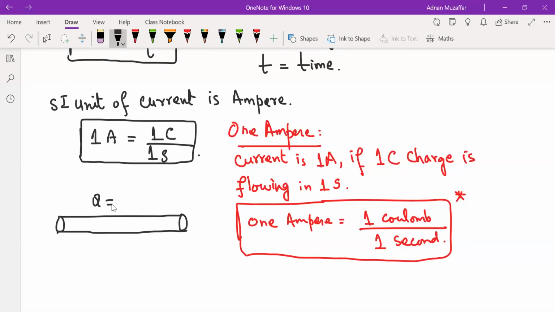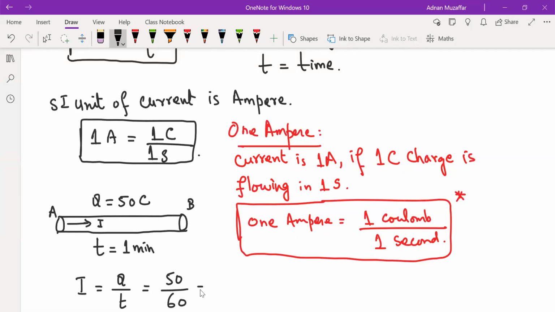So for example, if we are saying the charge which is flowing through this wire is 50 coulomb, and the time it takes is maybe, for example, 1 minute. So calculate current. Maybe the direction of current is from left to right, from A to B, for example. So obviously I can calculate current like this. I would be equal to Q over T formula. Q would be 50 divided by, remember, you need to use time in seconds. So in 1 minute, there are 60 seconds. So 50 over 60 means 5 by 6.